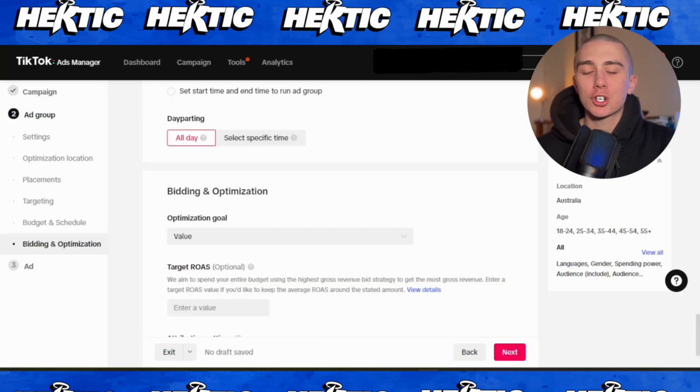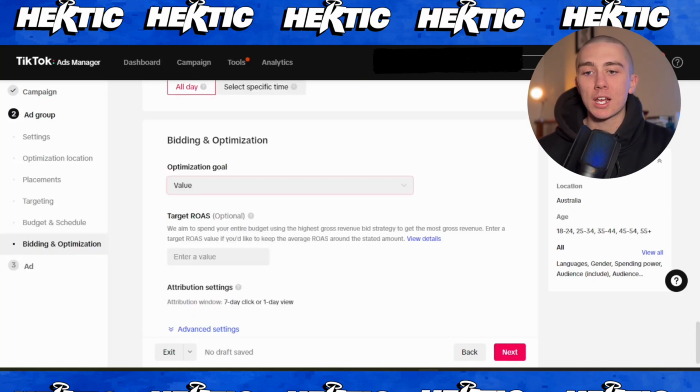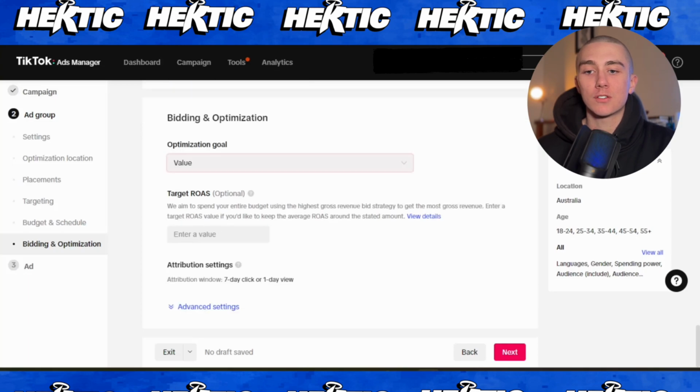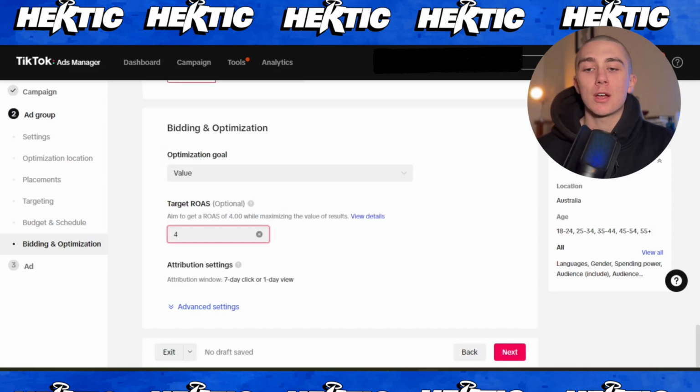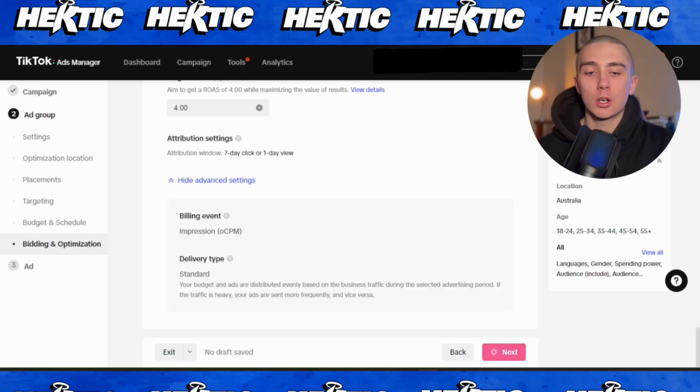For the optimization goal, we're just going to leave the day parting as all day. I think I'm just going to leave this as value. It's actually a new metric, so I'm not overly knowledgeable on that, so I'm just going to leave it as value for the moment. And for our target ROAS, usually you want about a 300 to 800% return. So for every dollar spent, you want about $3 to $8 back. So I'm going to put it as 3. So for every dollar spent, we want 3 back. That's a 300% ROAS. And then we're going to go next.